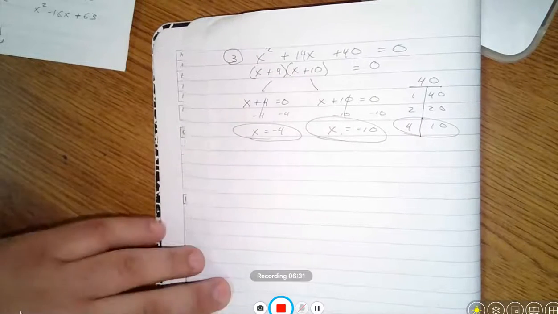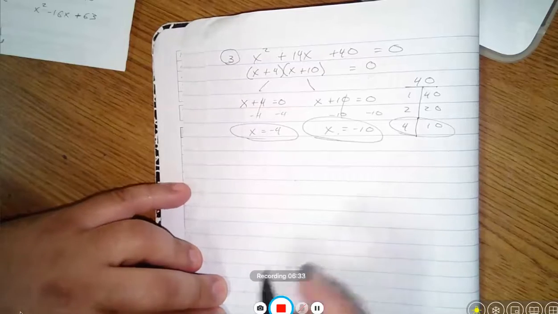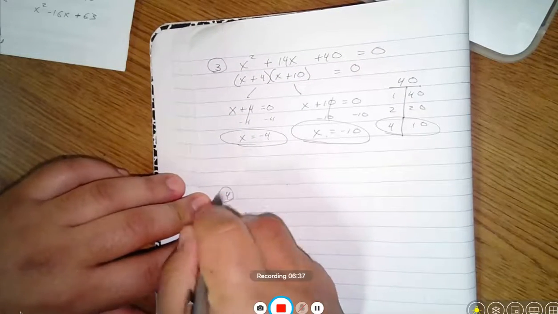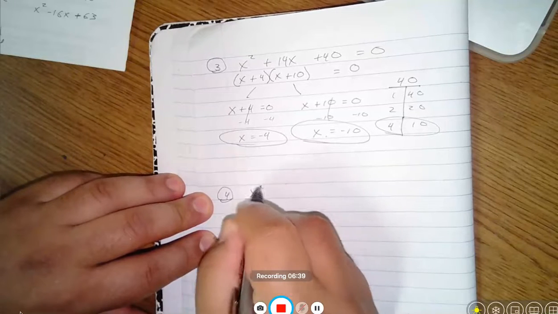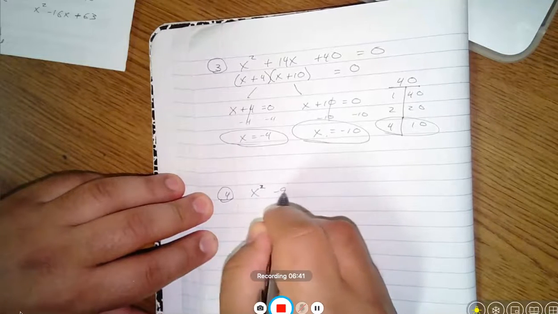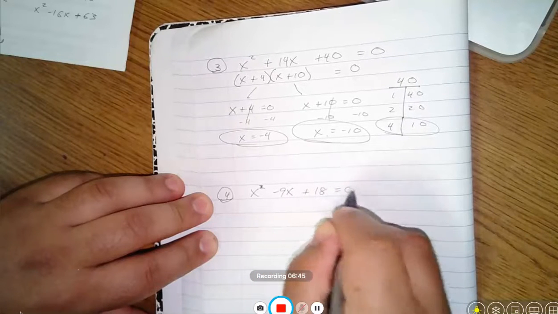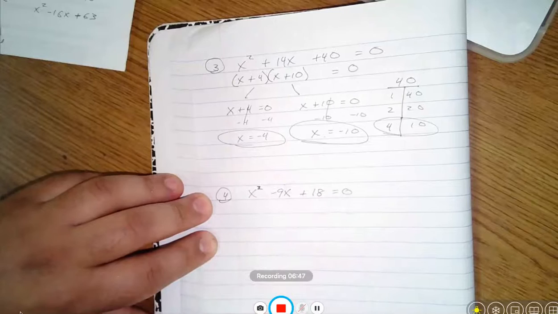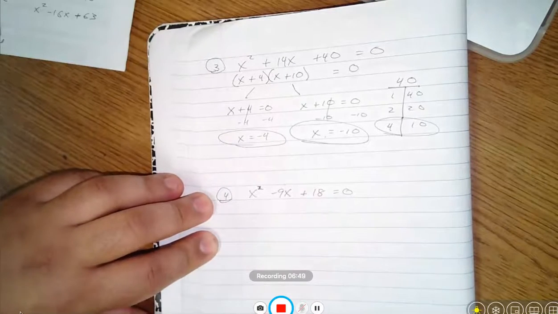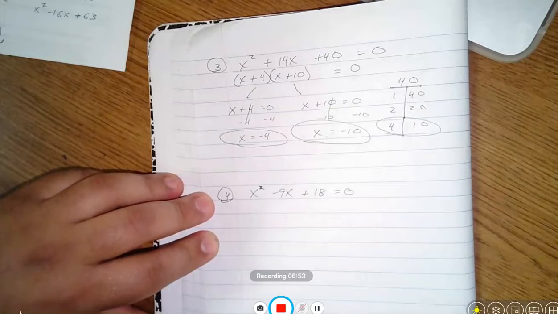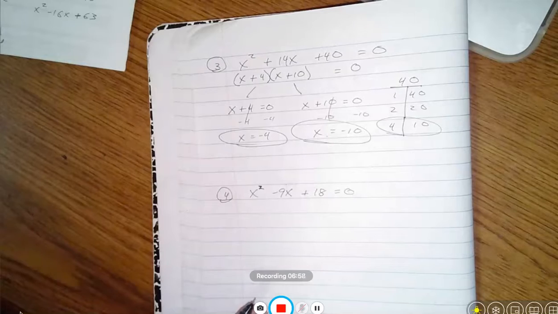Problem number 4. X squared minus 9x plus 18 equals 0. Again, we have x squared, and we know we're going to get two answers in each of these problems. So recognize that. The number of answers is equal to the number of the highest exponent, the degree of the highest exponent.